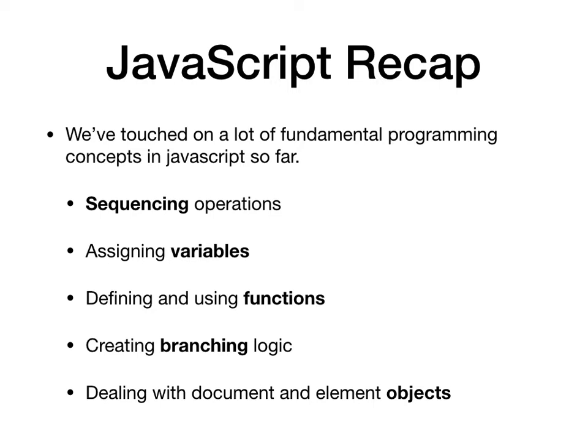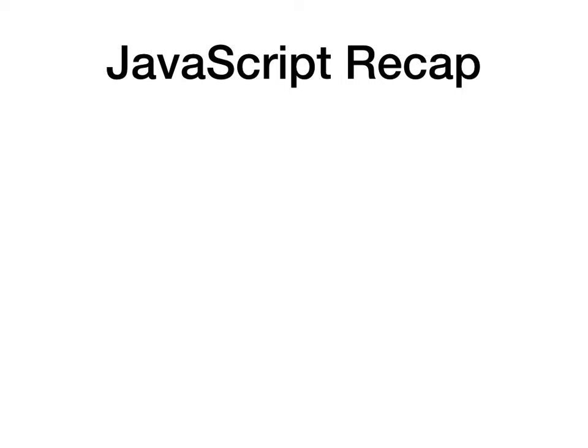So we also talked about branching logic. That was the most recent lab. How we can make our code branch based on certain conditions, right? If it's raining outside, I will grab my umbrella. If it's not, I will not, right? And then finally, we've dealt with how to deal with objects from the document, especially element objects from HTML. We won't dive into creating our own objects here just yet, but that's still on the horizon. It's a useful topic. So let's do a quick visual recap.